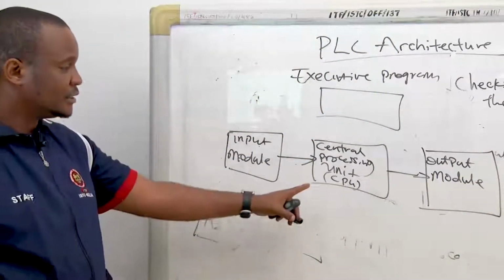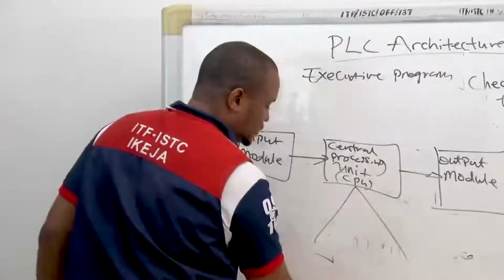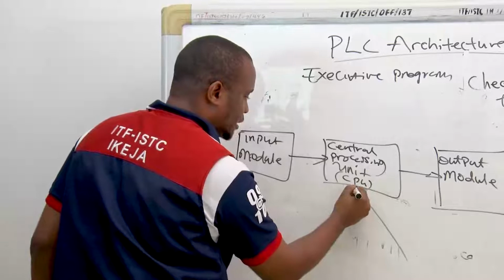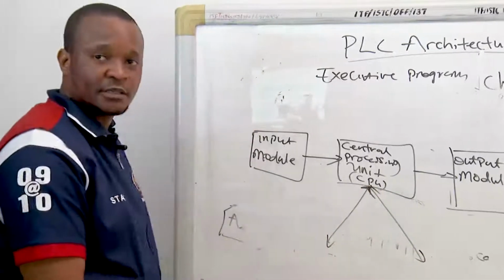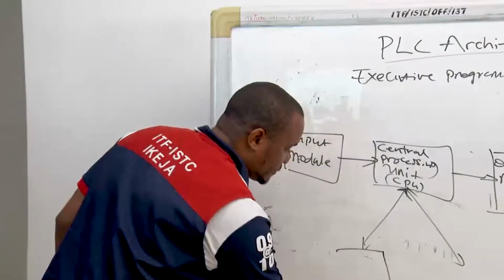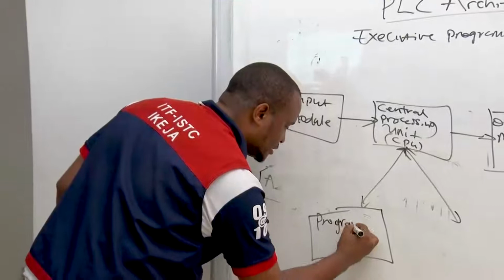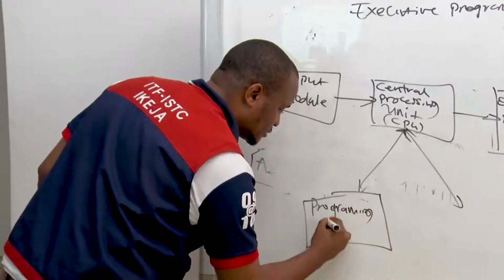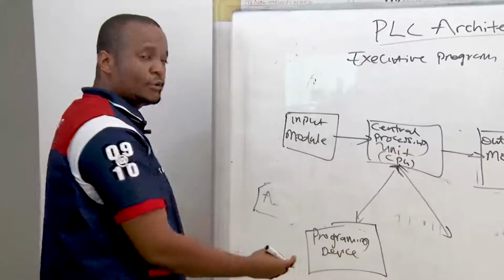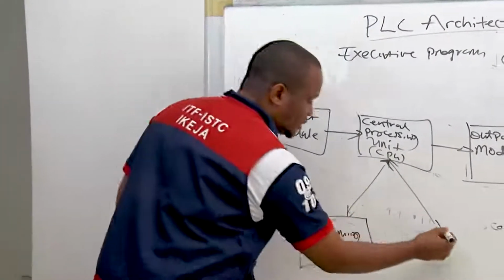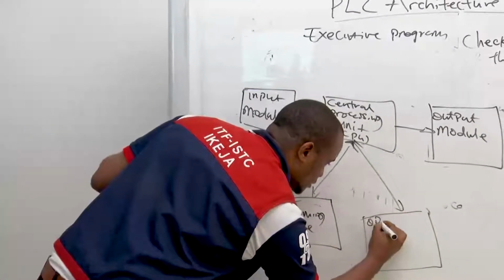And then the PLC must also have the ability to be written to and to communicate with other PLC devices. For example, you could have the programmer. From the programming device, you can write to the PLC, or you can upload from the PLC. You can also have an operator interface.